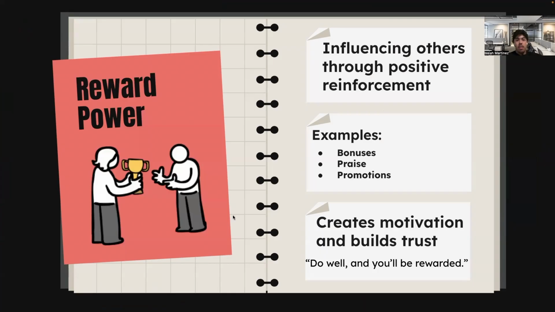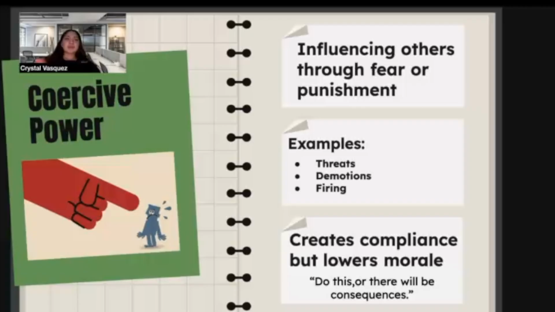Hi, my name is Isaiah, and the first concept that we'll be going over is reward power. Reward power is defined as a type of power that is based on the ability to give rewards to others that they view as valuable. Examples of reward power could be financial, such as raises or bonuses, as well as non-financial, such as recognition and promotions. The distributor of these rewards has power over the recipients and usually is their boss. This sort of power creates motivation as well as builds trust between employees and management. Do well and you'll be rewarded.